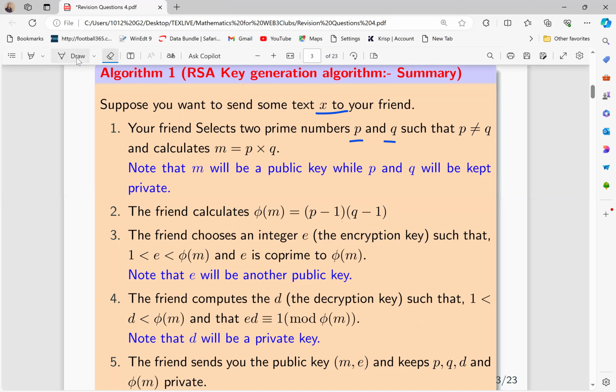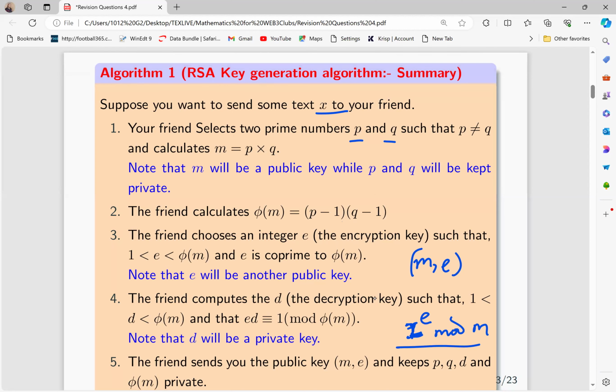How do you encrypt? You have the encrypting key, ME, and you have your message X. See, ME is public. So you take your X and raise it to E, mod M. This is the encrypted message. You can call it Y. That is the encrypted message. Just took the original message you had, and raised it to E. Is that okay?